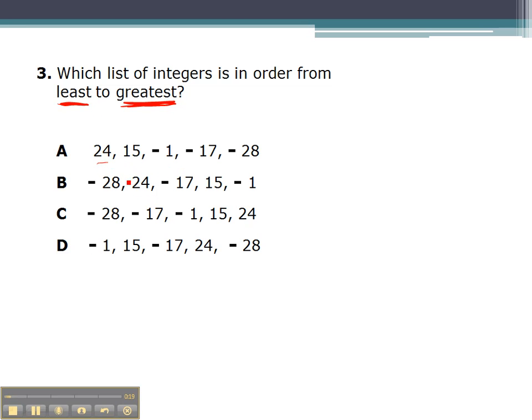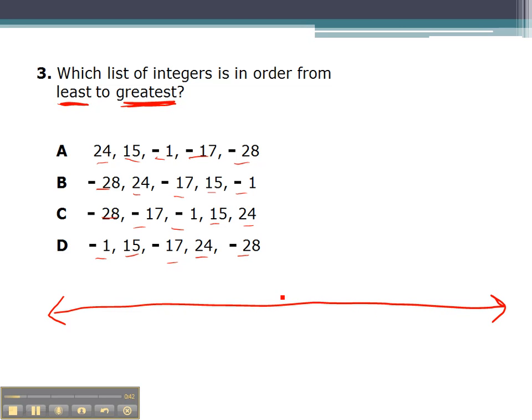I have a positive 24 in all of my answer choices. I have a positive 15, negative 1, negative 17, and negative 28. Since all the answer choices have the same integers, let's draw a number line and place these integers where they would fall, starting with the origin 0, and I'll place my positive integers to the right, so positive 15 and positive 24.